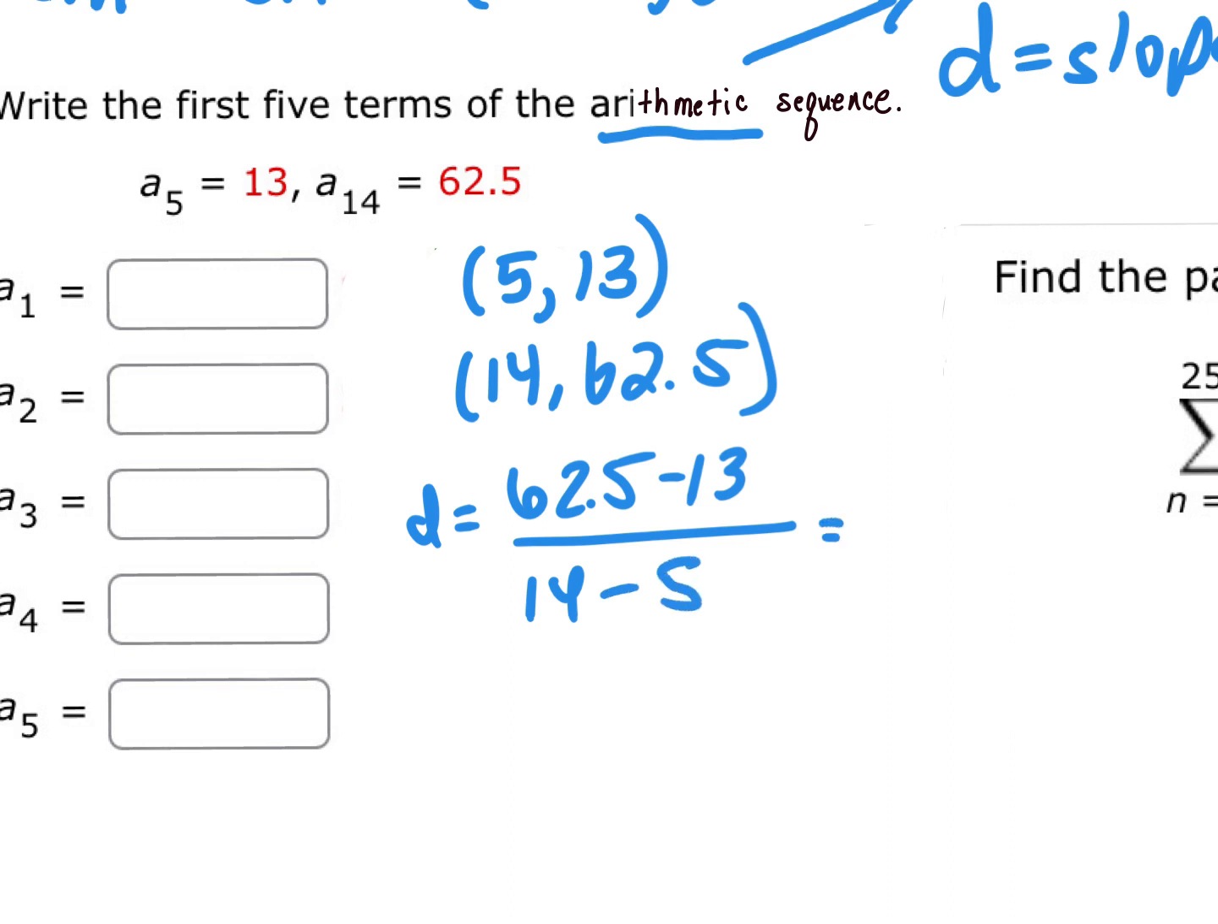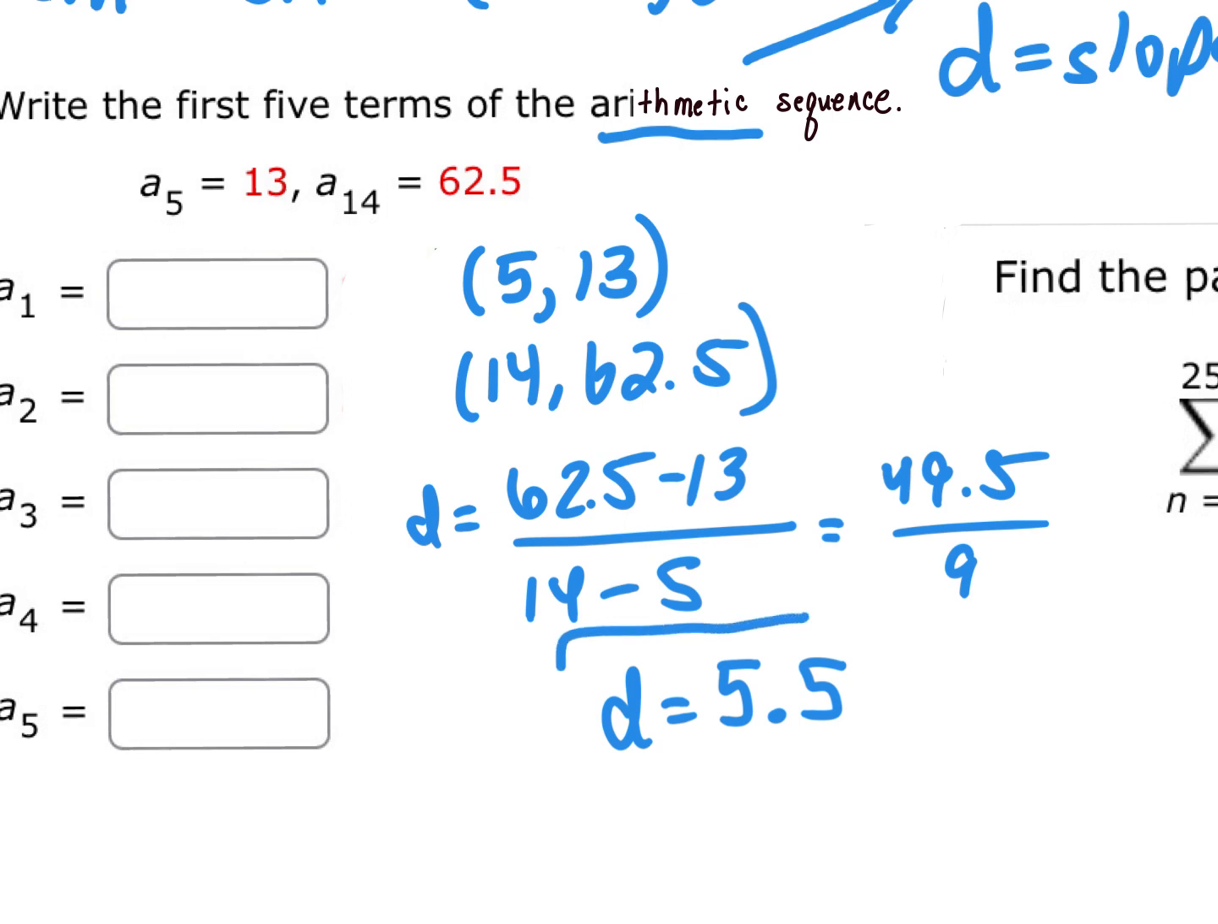What's 62.5 minus 13? 49.5. Thank you. Be on the ready. What's 14 minus 5? 9. Somebody last period was like, no, what do I do with that? Try to divide it in your calculator, see what happens. What do you get? 5.5. Guys, every time you have a problem like this, you might get a decimal, but it'll be a terminating one that you can plug into an equation. You're not going to get something crazy if you did something wrong.